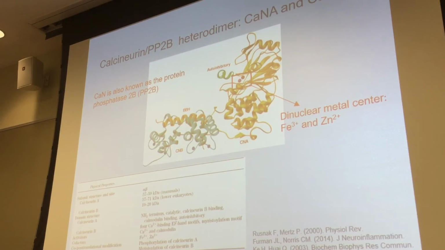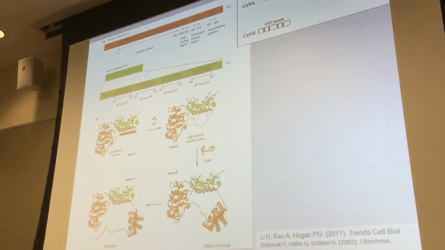So that's not an unusual regulatory mechanism. So you can see that we're spread out here from N-terminal to C-terminal. Our catalytic domain occupies most of this A subunit, and then we've got the binding site for the B subunit here, a binding site for our calmodulin over here, and our autoinhibitory site.